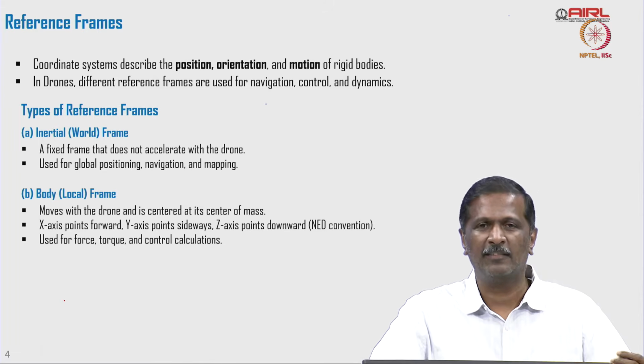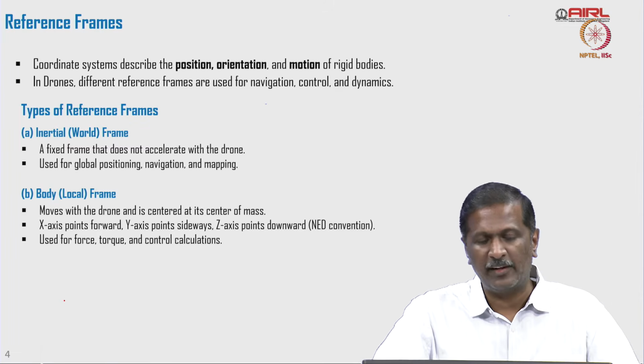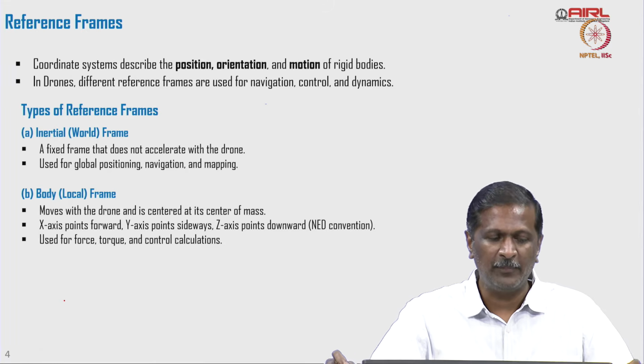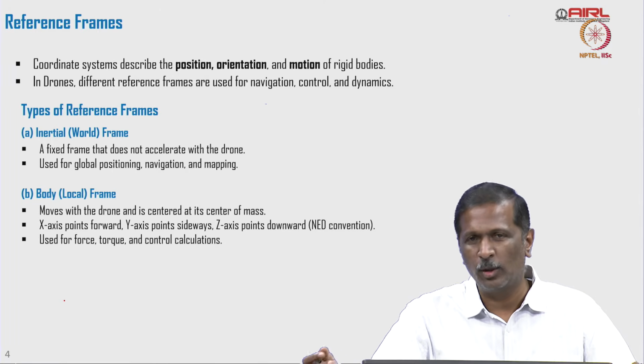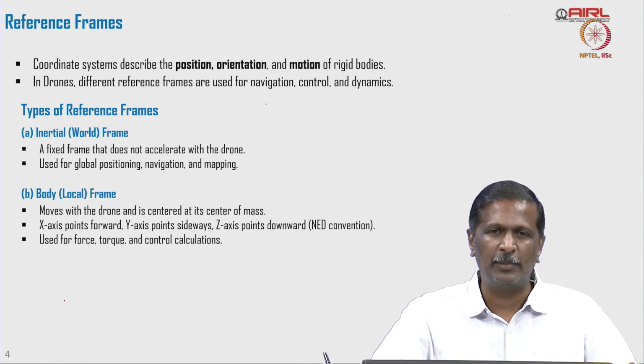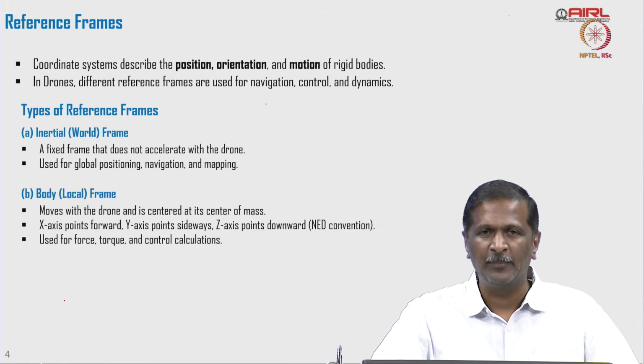Inertial frame or a world frame, right. It is a fixed frame that does not accelerate with the drone, used for global positioning, for navigation, or for mapping. If you are looking at a target from a specific drone, you can say I have seen this particular target in that location which remains constant, right.